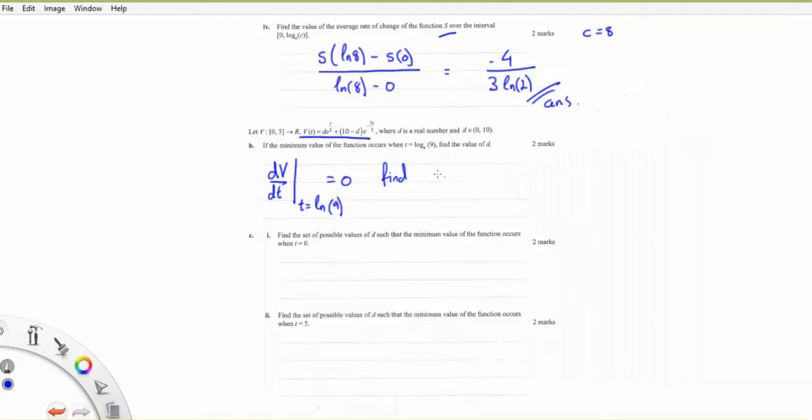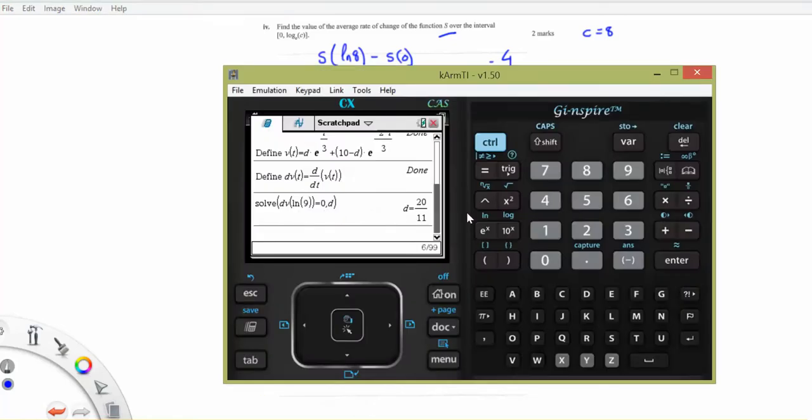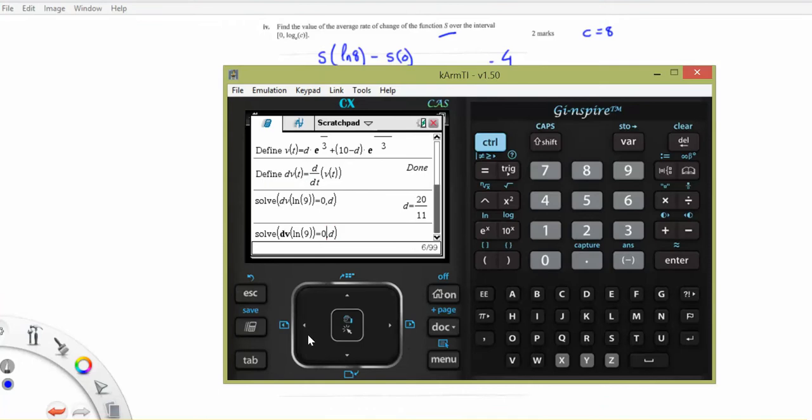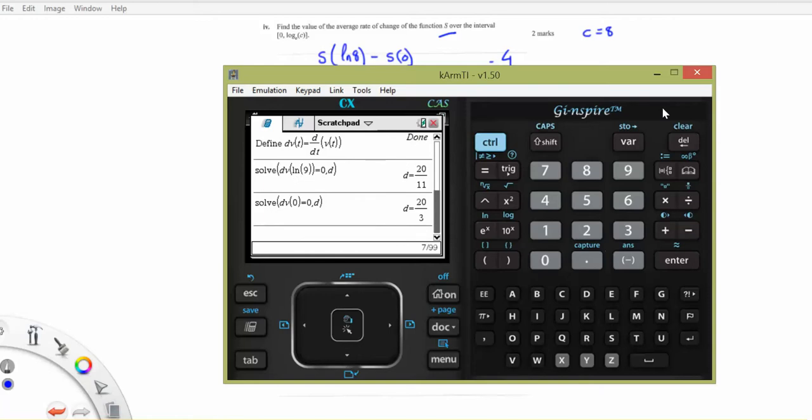So we get d equals 20 on 11. Now here it says, find the set of possible values of d so that the minimum value occurs when t equals 0. Here it was when t equals the natural log of 9. Here it was when t equals 0. So the naive approach is to take the derivative once again, this time set t equal to 0, and we want to find d once again, and we can literally just grab this and change that argument for the function to 0. And let's see what we get. We get 20 on 3.